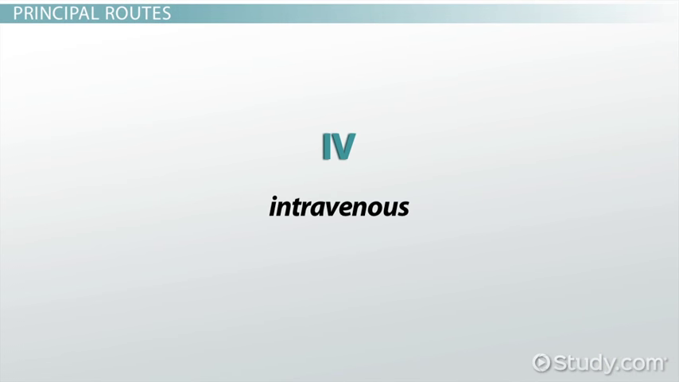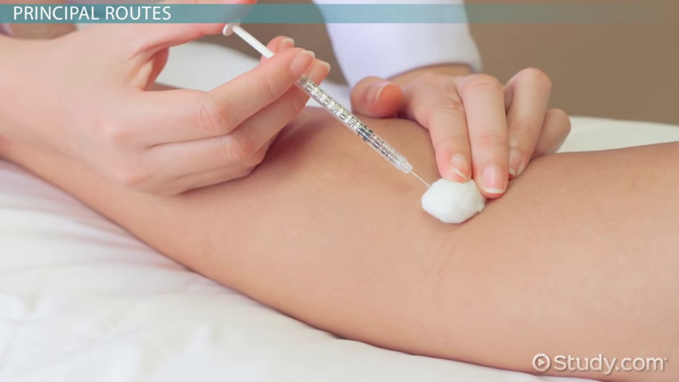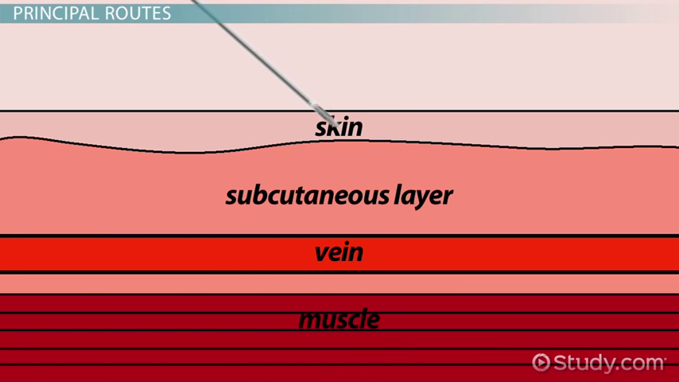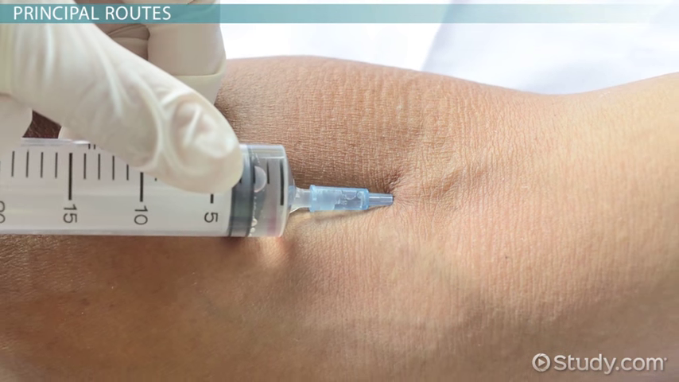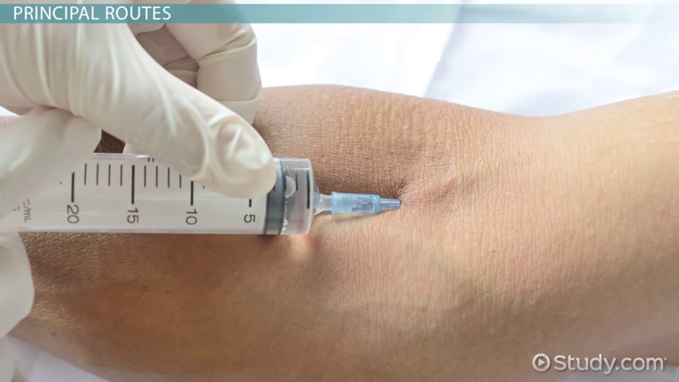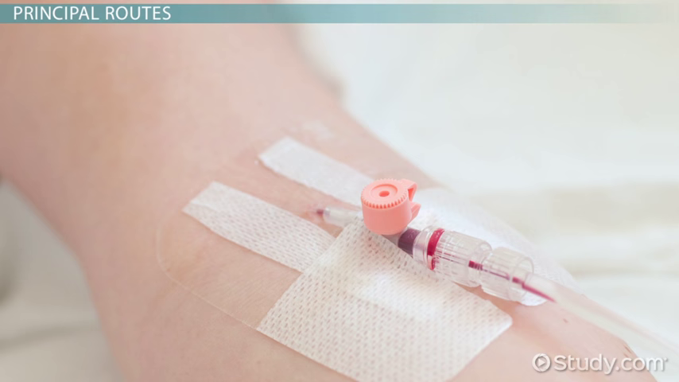IV is the abbreviation for intravenous. Knowing what intra means already, you can clearly understand that this route of drug administration is injecting the medication into the vein directly. In this instance, we're also using a needle and syringe, or a catheter, to place the drug into a person's venous system. This is the fastest and most direct way a drug can be administered into the body.